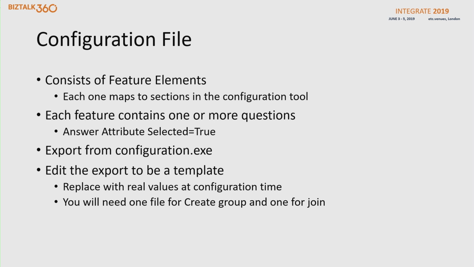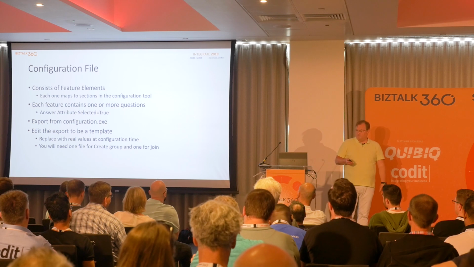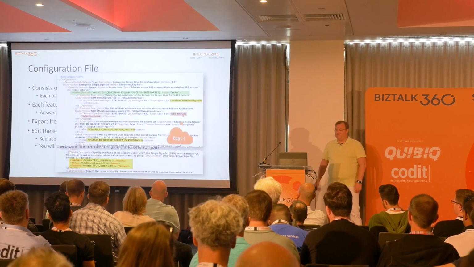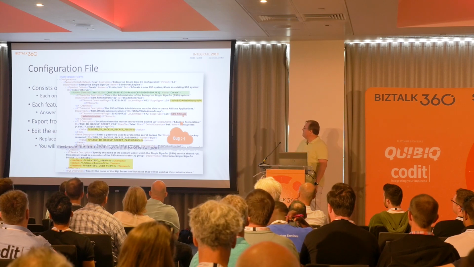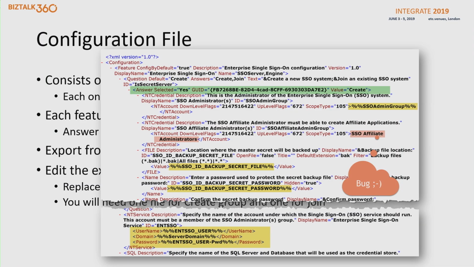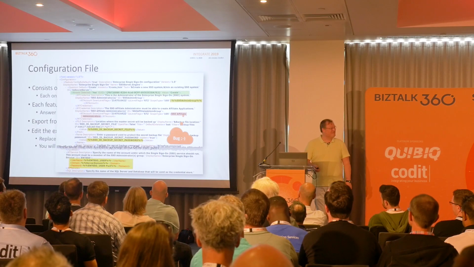And you will need at least 2 files, one to create the group and one to join the group. Here we have a sample of such a file where I have replaced values with some tokens, placeholders that I will replace, and you see that I have the SSO user account's password there, that I will get back to on how to handle. And I even found a bug after taking my screenshot. I forgot to change one. So have someone else review your work.